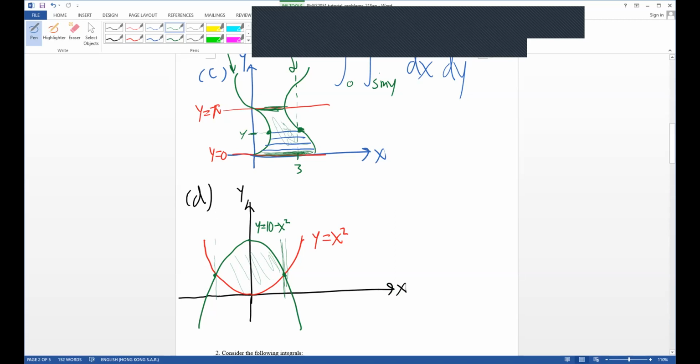So all you need to do is to make 10 minus x squared equals x squared, and then you'll easily find that this is square root of 5. This is minus square root of 5.